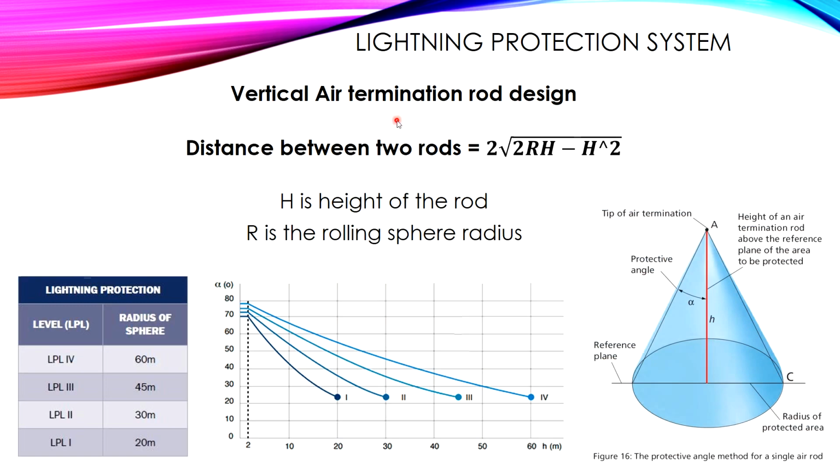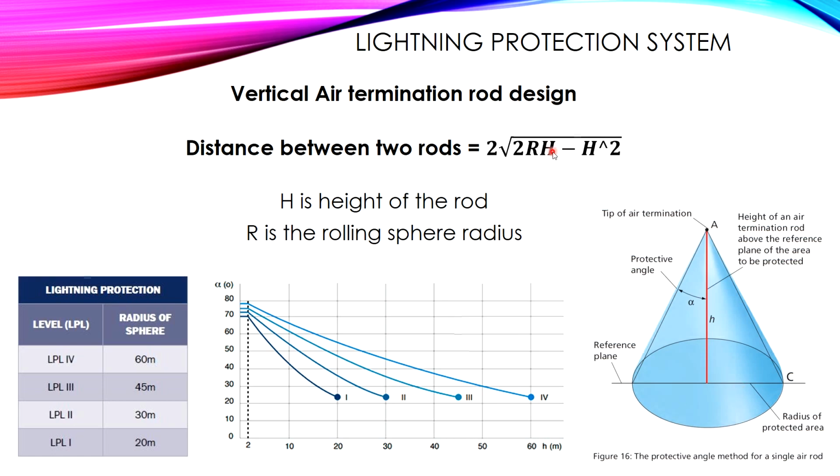So you can see here that in order to get the distance between two rods, we will use this equation. The equation says 2 root 2RH minus h to the power 2. H is the height of the rod. R is the rolling sphere radius. Okay, remember that the rolling sphere radius is not this radius. This radius is called the radius of the protected area, not the rolling sphere radius. We will understand now what is the meaning of rolling sphere radius.